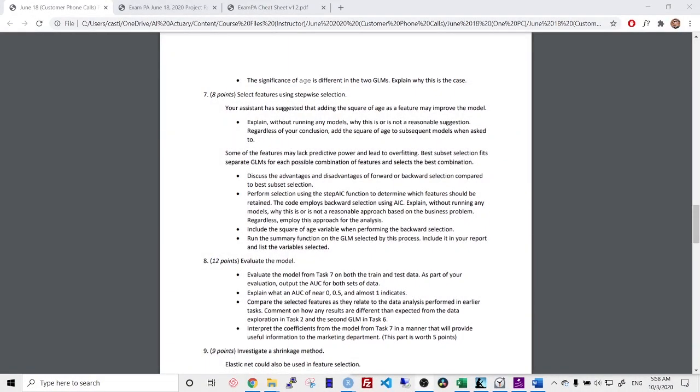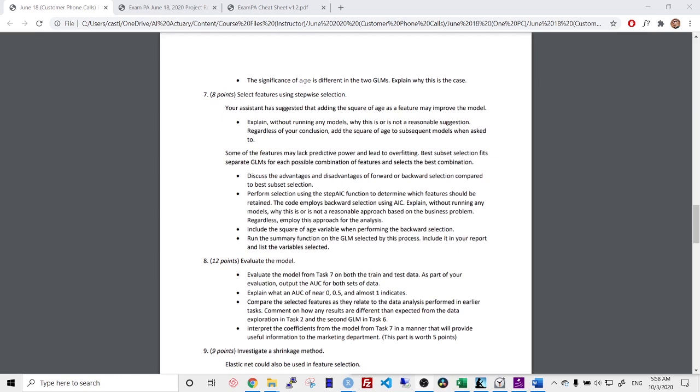Task 7. Select features using stepwise selection. This is worth 8 points. Your assistant has suggested that adding the square of age as a feature may improve the model. Explain, without running any models, why this is or is not a reasonable suggestion. Regardless of your conclusion, add the square of age to subsequent models when asked to.